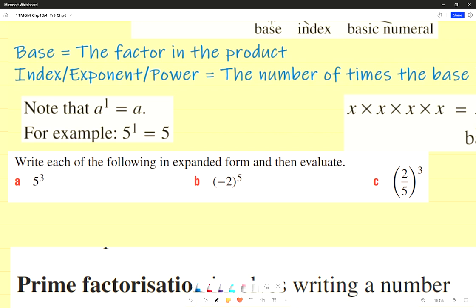Alright, so for the first one, it's 5 cubed. 5 is the base, and 3 is the power. So that would be the same as saying 5 times 5 times 5. Remember, my base is the bottom. It's the number I'm multiplying. Now, I could put that in the calculator. I'll just tell you, it's 125. So this one right here, that's our index form. That's our expanded form. And this one here is our basic numeral. And the names are quite intuitive.